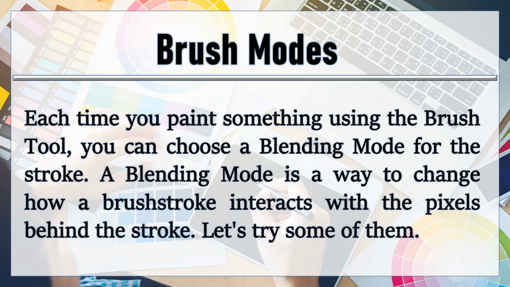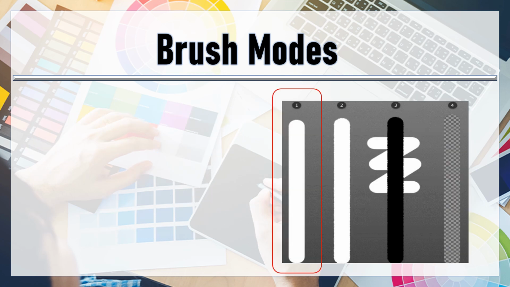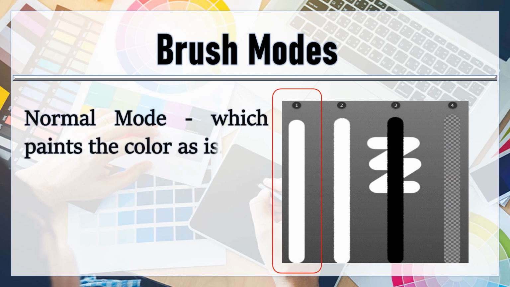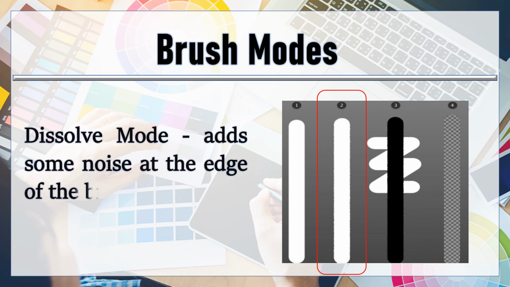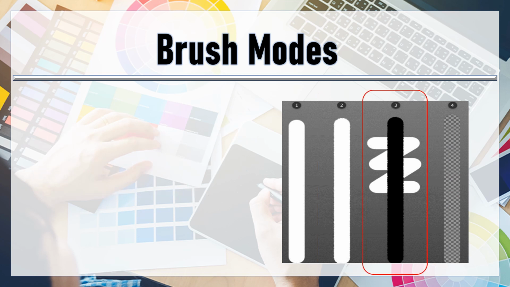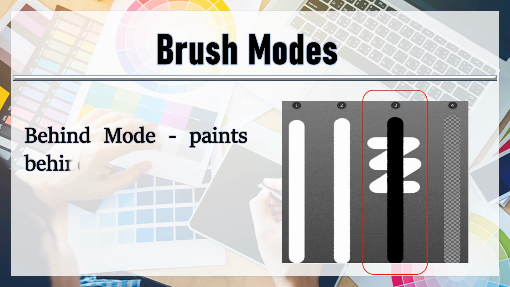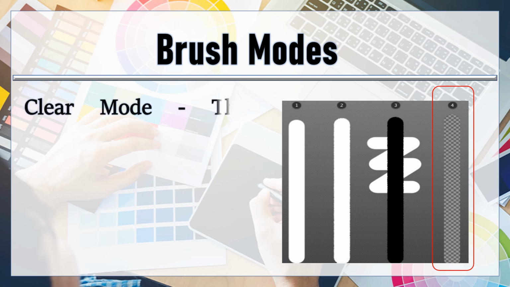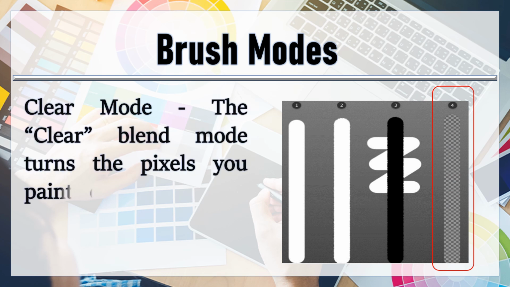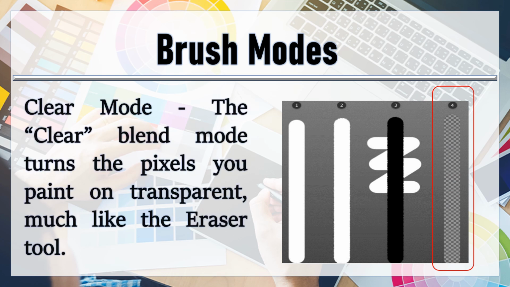First is the normal mode, which paints the color as is. Next is the dissolve mode, which adds some noise at the edge of the brush stroke. Another is the behind mode, used when you want to paint behind an existing stroke, even if they are both on the same layer. Lastly, the clear mode. The clear blend mode turns the pixels you paint on transparent, much like the eraser tool.